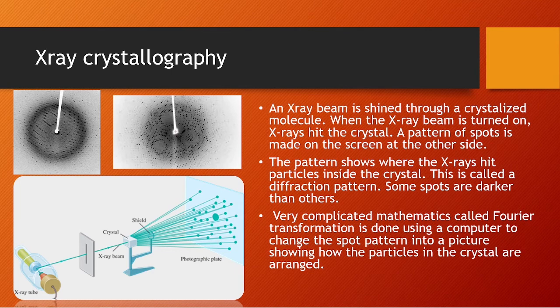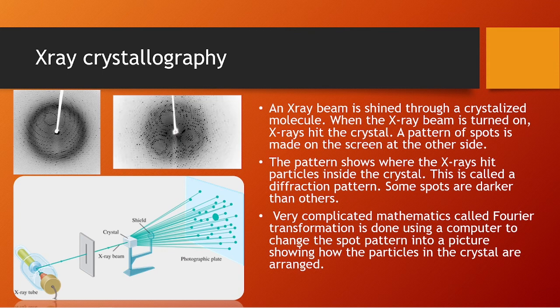And then we've got X-ray crystallography. So an X-ray beam is shined at a crystallized molecule. When the X-ray beam is turned on, the X-rays will hit the crystal and a pattern of spots is made on the screen at the other side. The pattern shows where the X-rays hit particles inside the crystals. This is called a diffraction pattern. Some spots are darker than others.